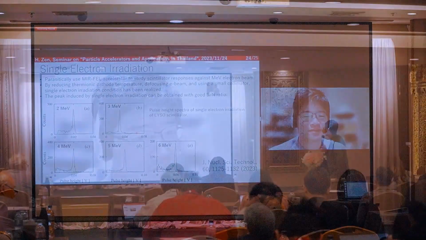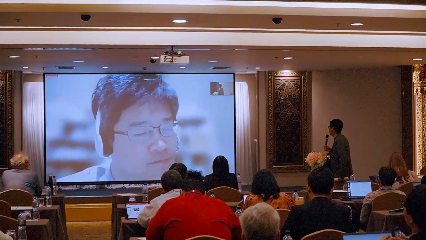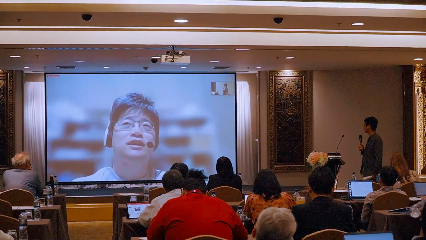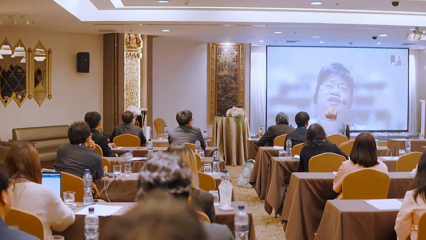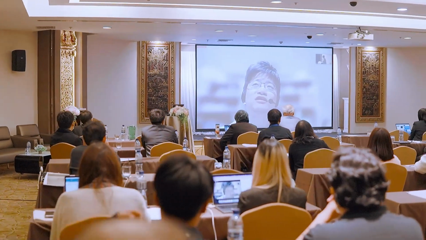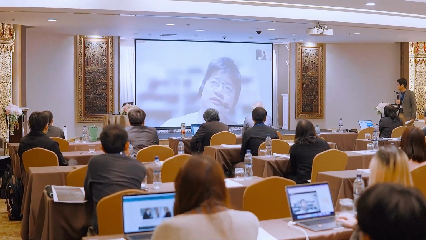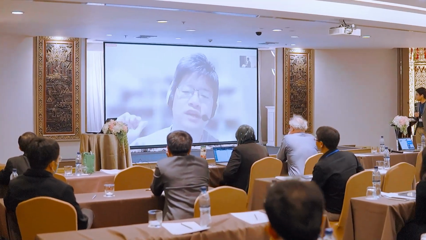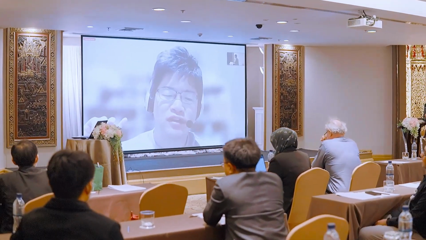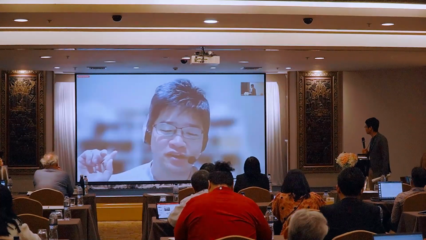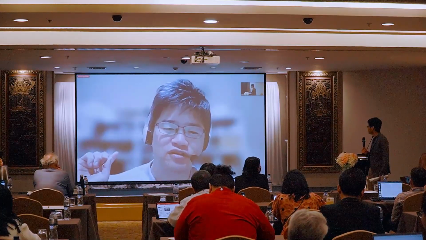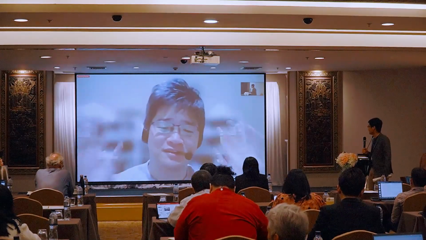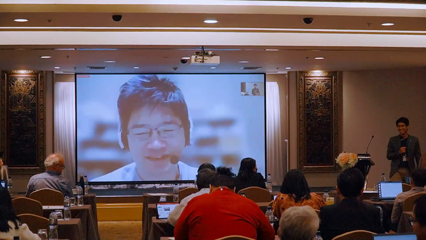How much does it cost for the electricity for running the FEL? Actually, my facility is sharing the building with another ion accelerator and also electron microscopes. I cannot identify how much the annual electricity cost is for our facility. So I'm sorry, I have no data. Okay.